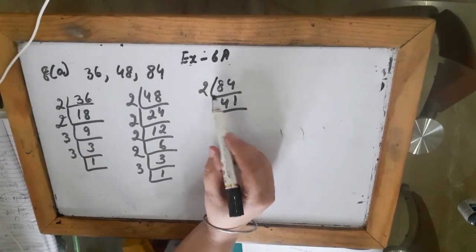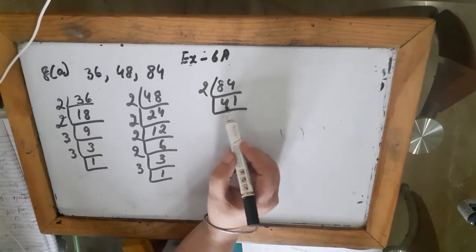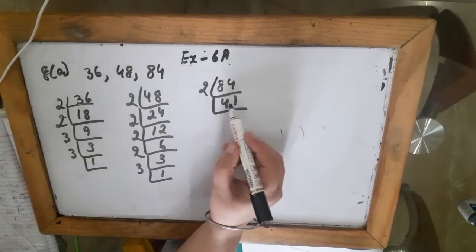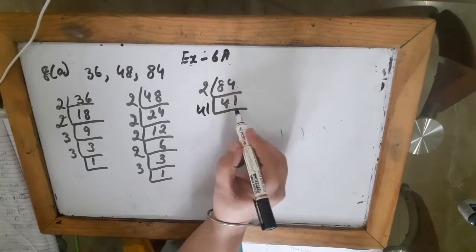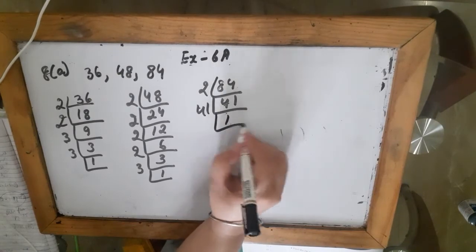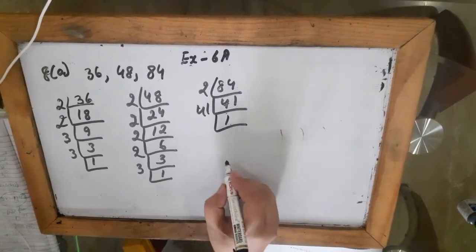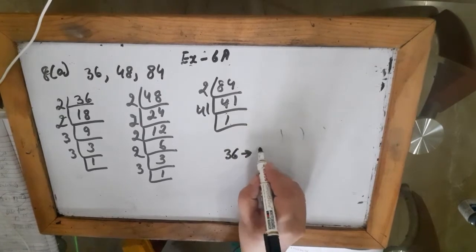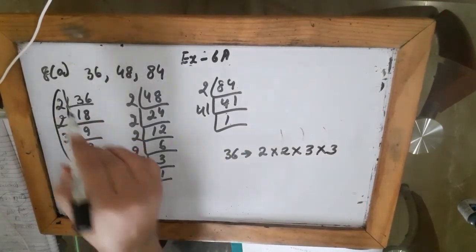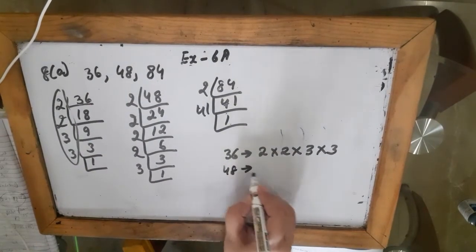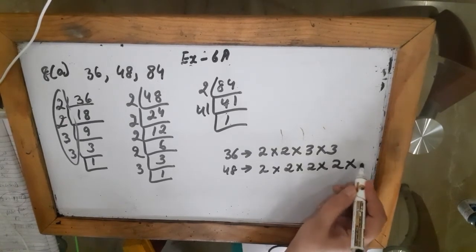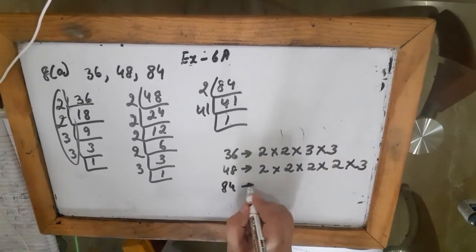Now 41 is a prime number, so you must know which are the prime numbers. Okay, so 41 is a prime number which will go on its own table. So 41 ones is 41. So now what are the factors of 36? It's 2 into 2 into 3 into 3, right? And what are the factors of 48? Prime factors: 2 into 2 into 2 into 2 into 3. Now what are the factors of 84?